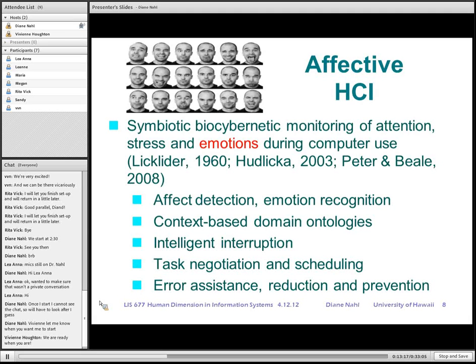They're also looking at task negotiation and scheduling to help people multitask, because we do multitask and we need more support for multitasking, because the more we multitask, the more distractible we get. We can easily go off in another direction, and that can cause a problem because we might forget what we were doing before that we do need to get back to finish. So we need support for multitasking, but it's a challenge to provide good support. And of course we want error assistance, error reduction, and prevention.